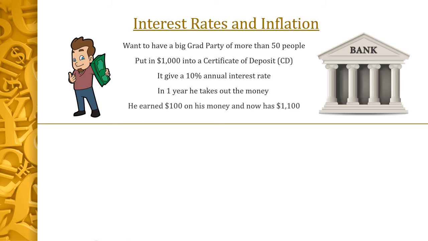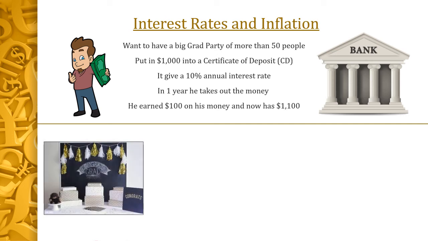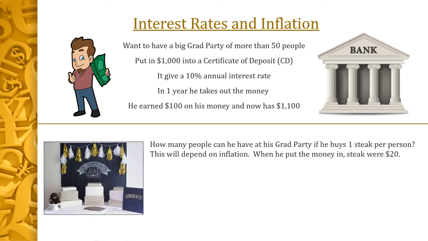And at the end of the year, he has $100 more than he had when he started. So he's got $1,100 now. So his question is, how many steaks can I buy? Because what he knows is that he can only invite the number of people that he has steaks for. And when he put his money in, steaks were $20. Now, if there's been zero inflation, this is great because now he could invite 55 people. Why? Because the cost of steaks is still the same.